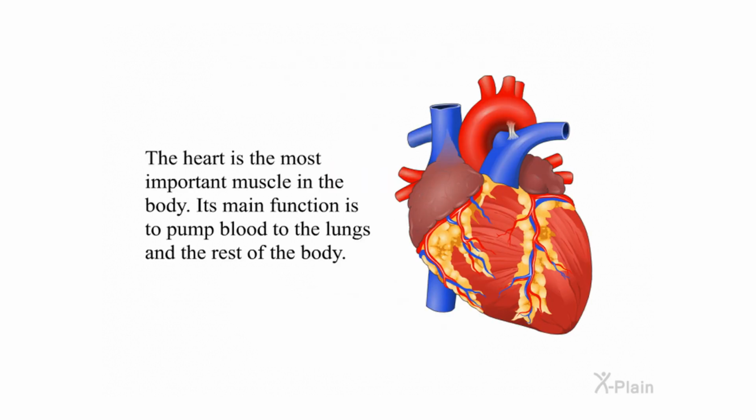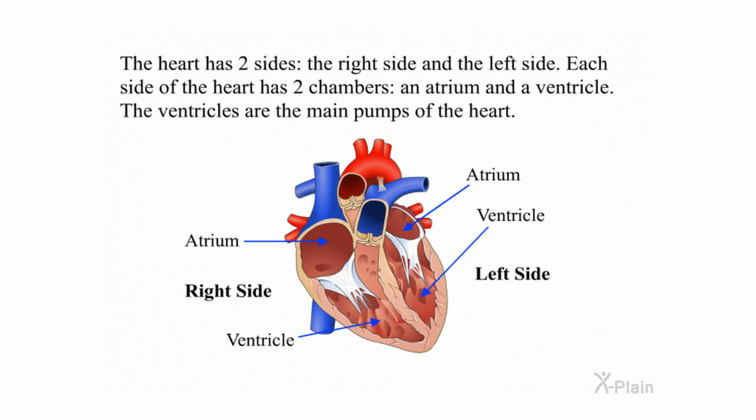Heart anatomy. The heart is the most important muscle in the body. Its main function is to pump blood to the lungs and the rest of the body. The heart has two sides, the right side and the left side. Each side of the heart has two chambers, an atrium and a ventricle. The ventricles are the main pumps of the heart.